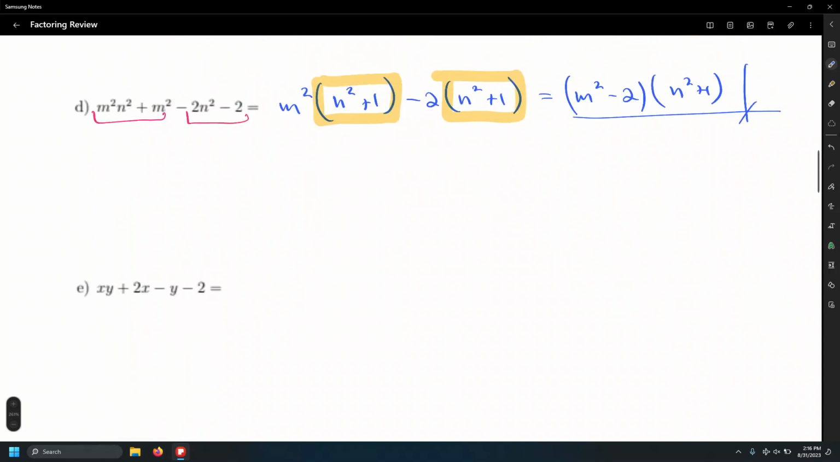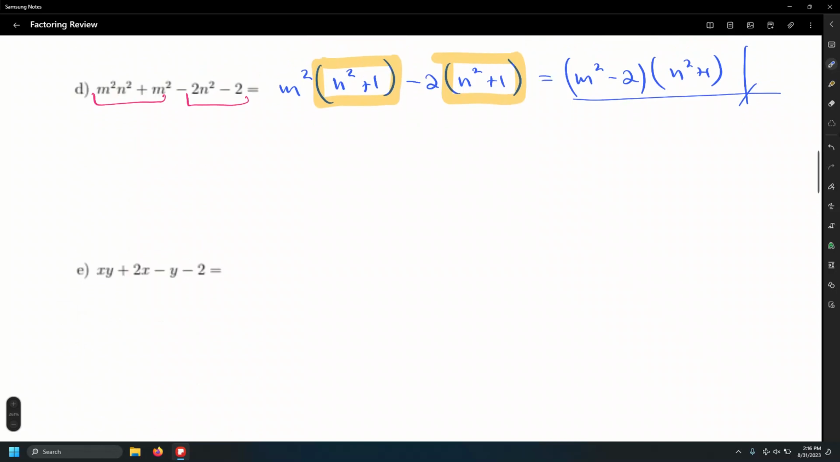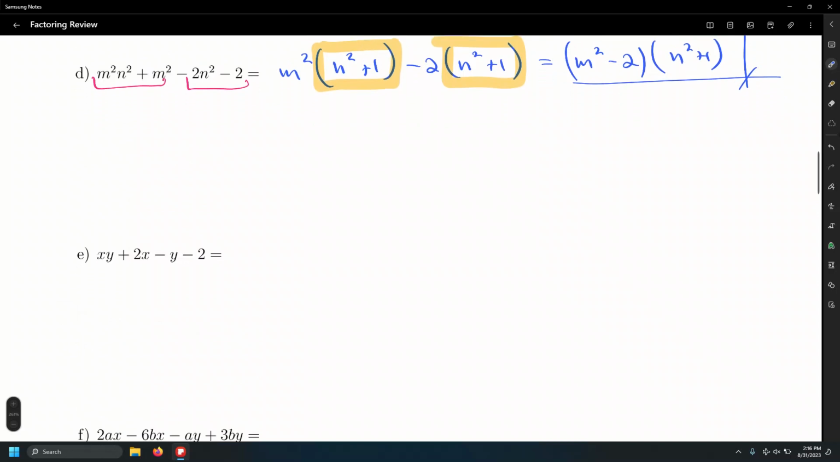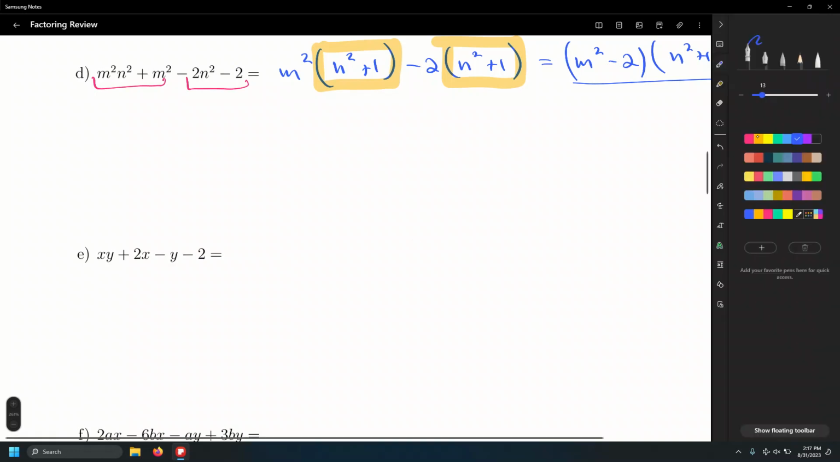Okay, there's 2 more. Let me do one more and then I'll let you do the next one. Okay, letter E. Letter E again, factor. I'd rather group the first 2 terms, and factor the GCF of every single group. So in this case, what does the first group have in common? The x, okay, just factor out the x. And we're left with y plus 2.